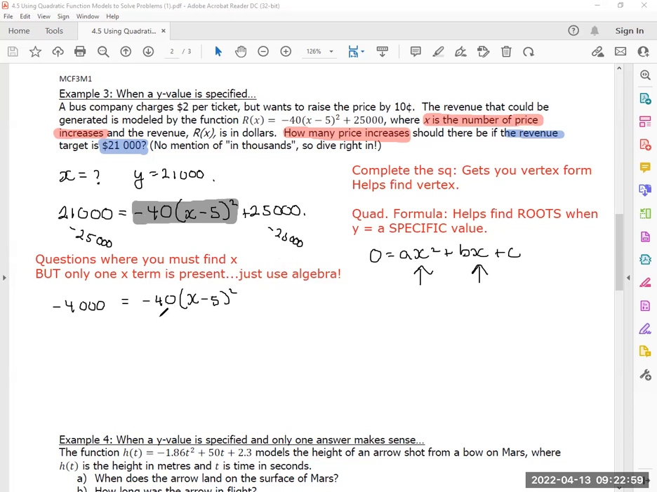From there, I will divide both sides by negative 40. Because again, reverse BEDMAS, I want this left alone. This is the bracket with the exponent. The multiplication or division, I'm going to get rid of first. So this is (x minus 5) squared. If I divide both sides by negative 40, this becomes positive 100.